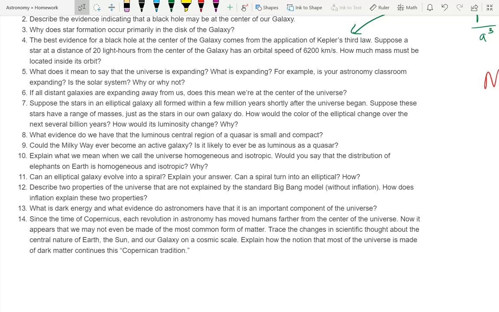I have a question on 7. Yeah. Suppose the stars in an elliptical galaxy are formed within a few million years shortly after the universe began. So that means they're over 13 billion years old. Suppose these stars have a range of masses, just as the stars in our own galaxy do. How would the color of the elliptical change over the next several billion years? How would this luminance change? Why? So we start off, and this kind of relates to a question we had in the last homework assignment about what evidence can you give that stars are being formed still presently in our galaxy?